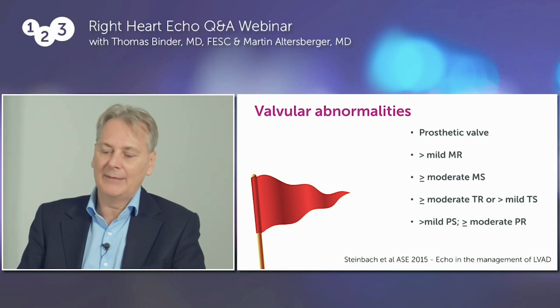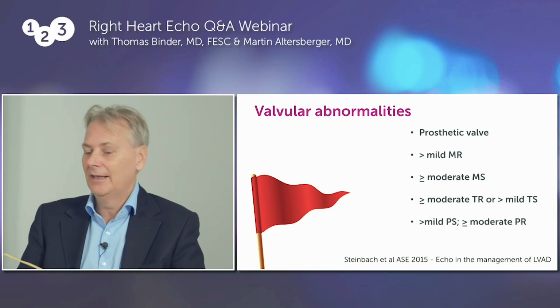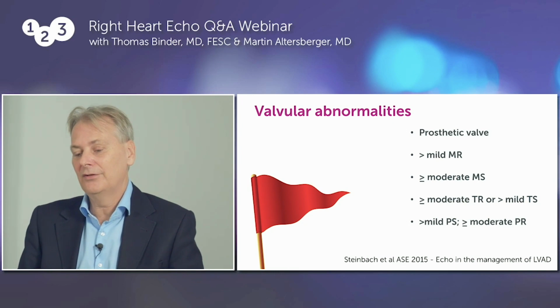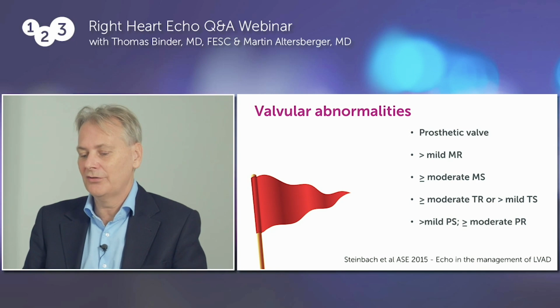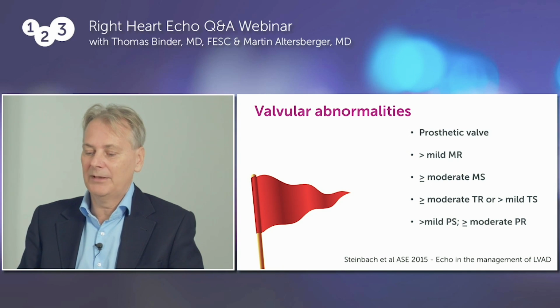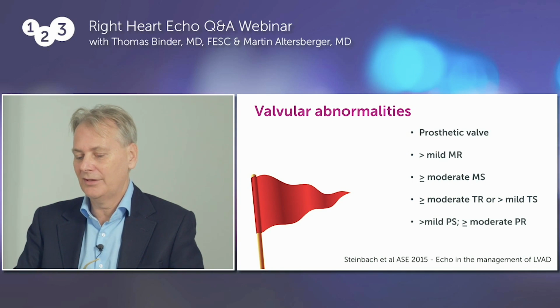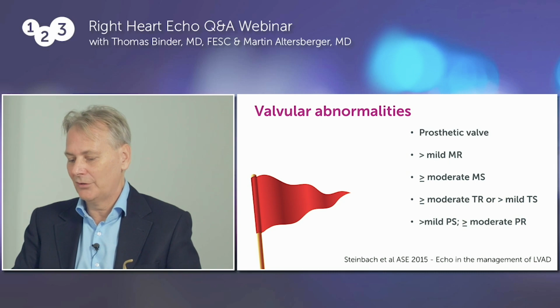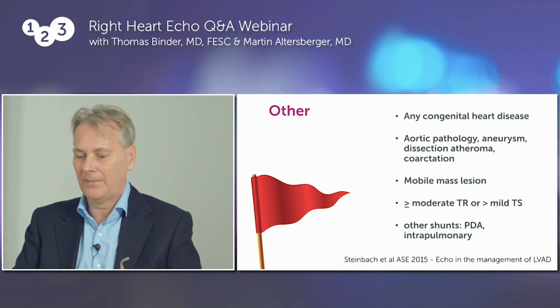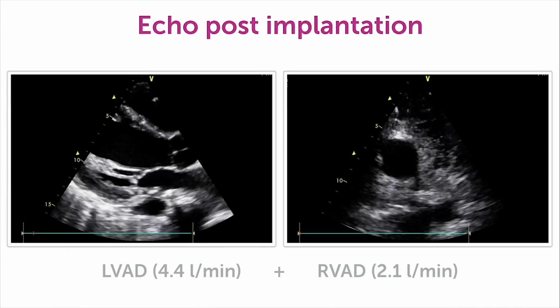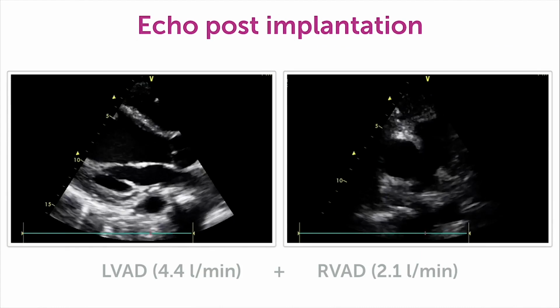And then there are other abnormalities you have to be looking at. For example, prosthetic valves are not good, and you should not have significant mitral regurgitation, no stenosis. TR should not be more than moderate or maybe mild, or you should not have more than mild tricuspid stenosis, and pulmonary stenosis is also not a good thing to have. And here is just a list of other things that you'd be aware of, which I do not want to go into in detail. But let's come back to this patient.